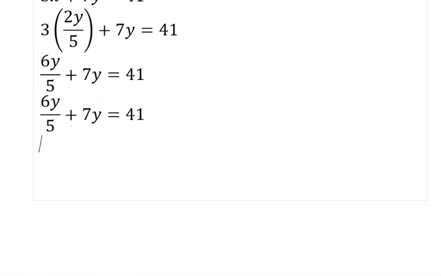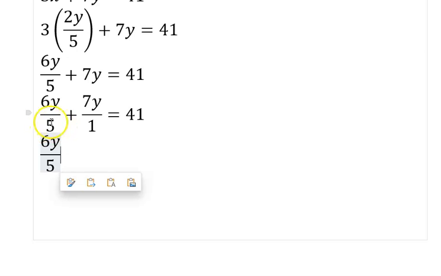So let's just put this one as a fraction, 7y over 1. Awesome. So 7y over 1 is still the same as 7y. So let's look for the LCM of these ones. LCM of 5 and 1 will give us 5. 5 divided by 5 will give us 1.